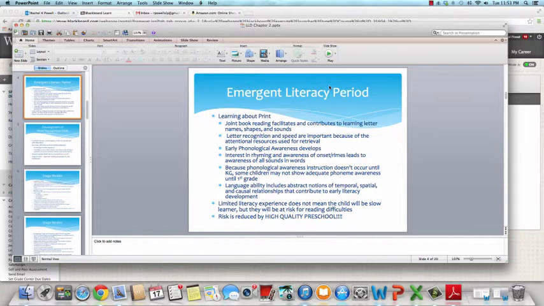Letter recognition and speed are important because of the attentional resources used for retrieval. So the better a child is at knowing, oh, that B says B, and that G says G every single time, the fewer resources you need to use to retrieve that sound whenever they're reading, because look at this text that's in front of you and how many different letters there are.